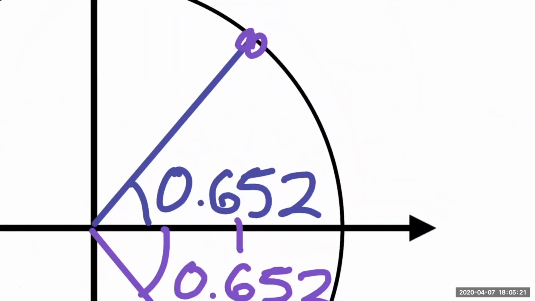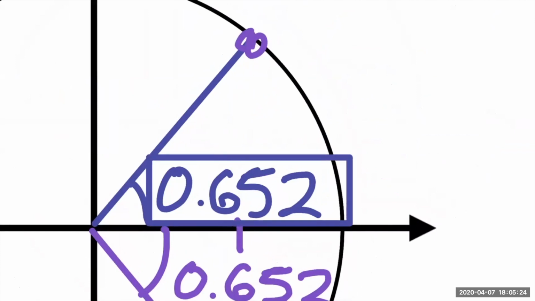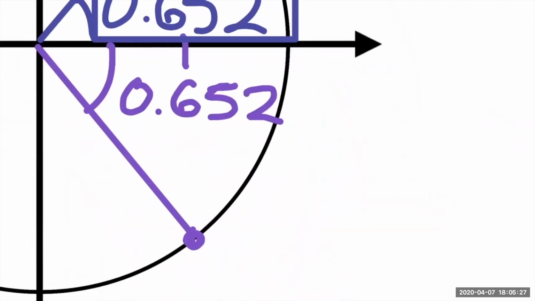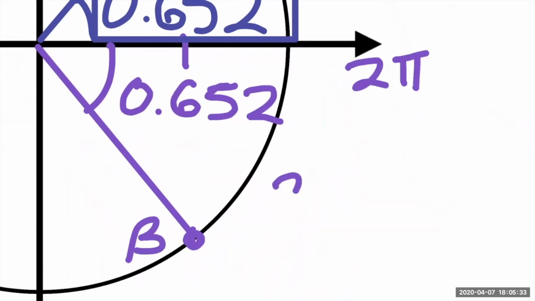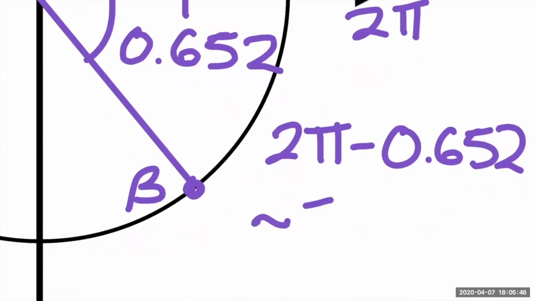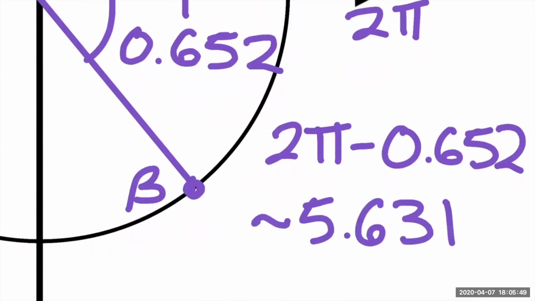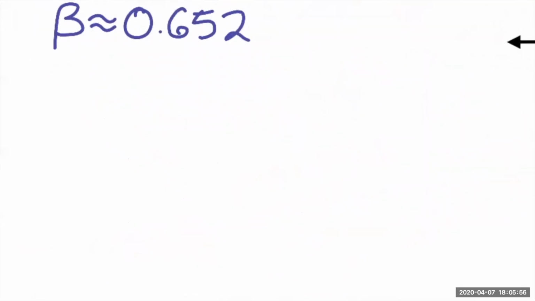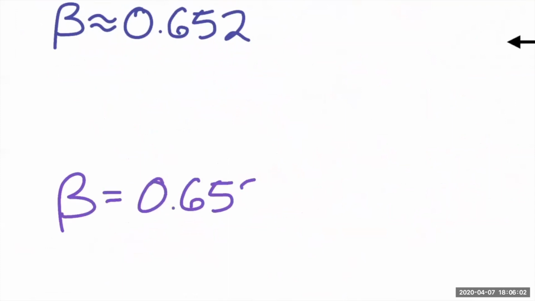Now because we're in the first quadrant, our reference angle is equal to the measure of our angle, so that's good to go. In order to find the measure of our purple angle here, our purple beta, within the restrictions of 0 to 2 pi, we'll do what we did above in quadrant 4. We'll do 2 pi minus our reference angle. And that approximates to 5.631. So with that, we have that beta is equal to 0.652 or 5.631.